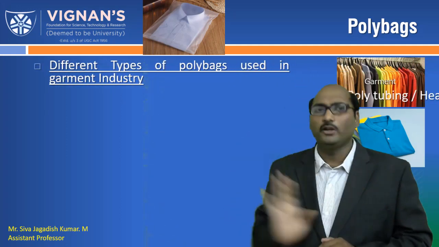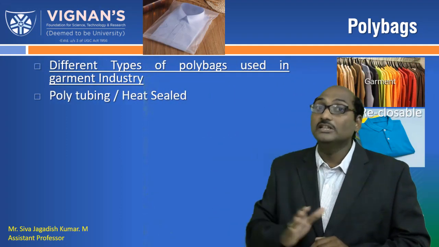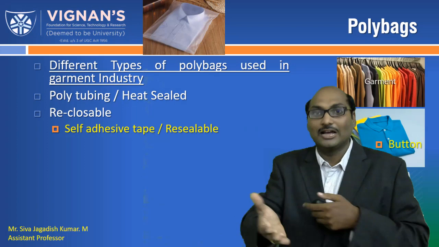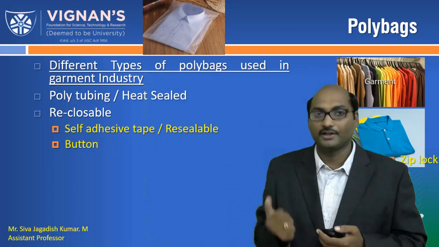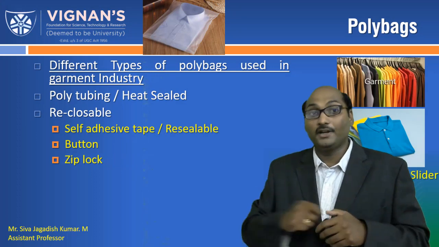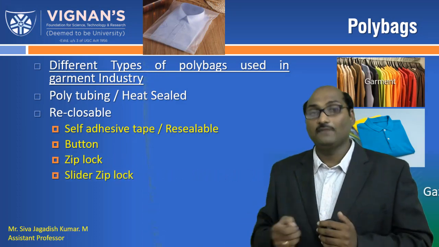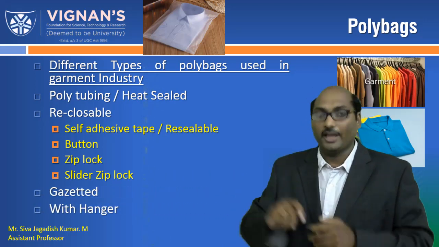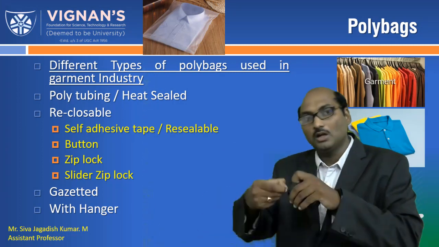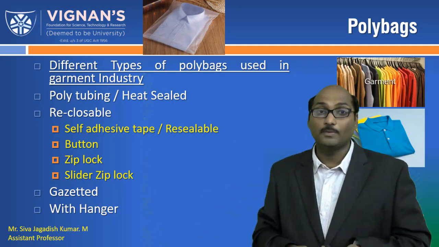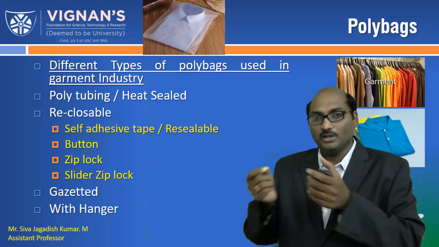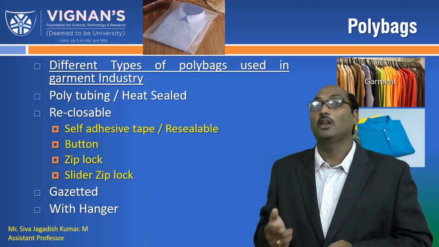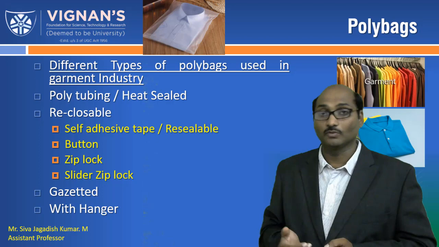So there are different types of polybags used in the garment industry based on the construction of it. It can be polytubing and heat sealed. That means once the garment is kept, it is heat sealed like our milk packet. Then reclosable means we can open it and also close it. Those are self-adhesive or resealable. Then button type means there can be a button, a ziplock, or a slider ziplock, or sometimes it can be a gazetted one. Gazetted means the one which has the extra opening. Sometimes even the polybags can be kept along with hangers also. We will see a few of these things.